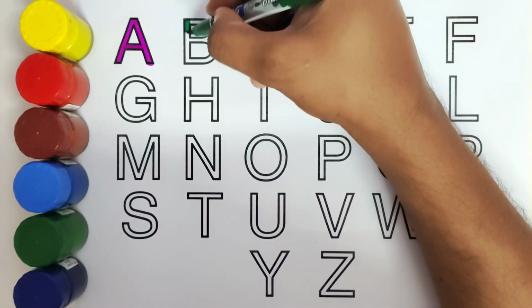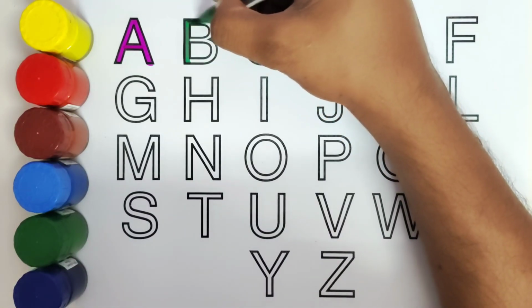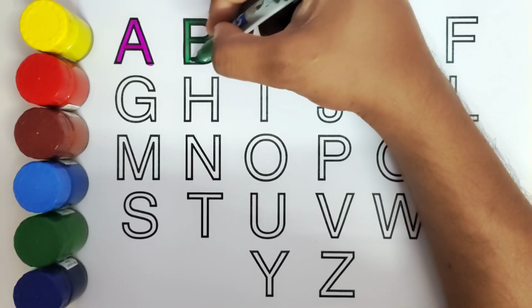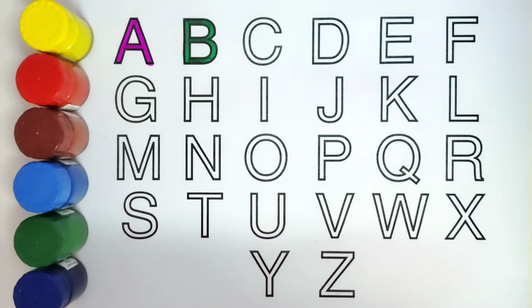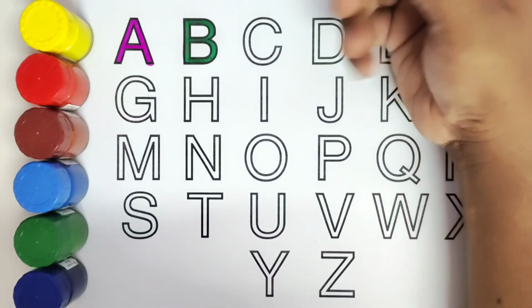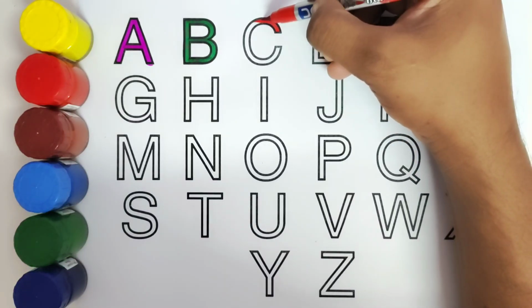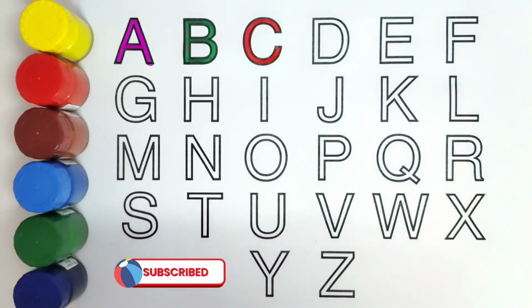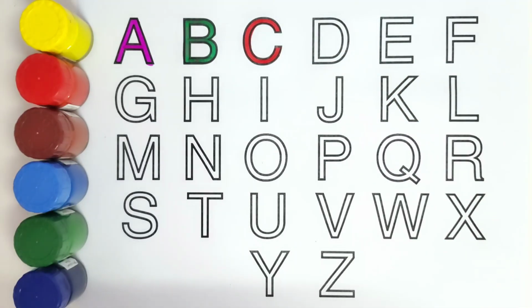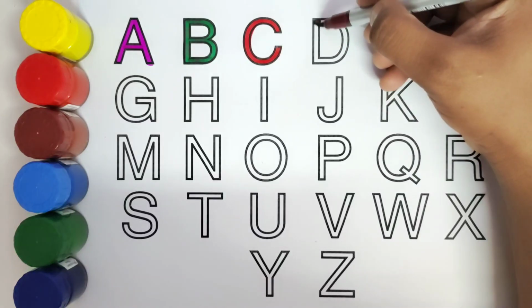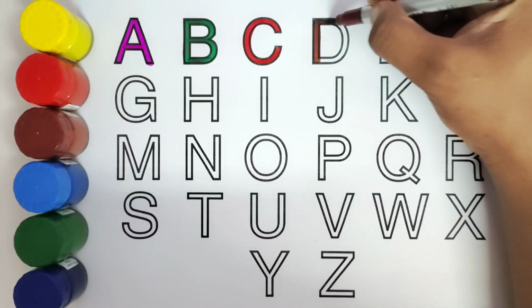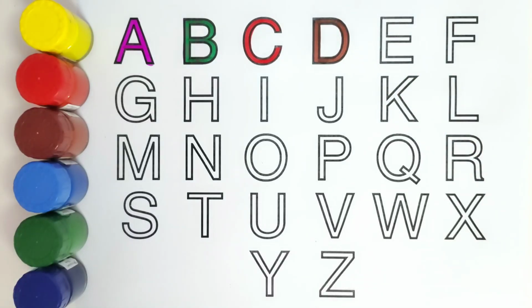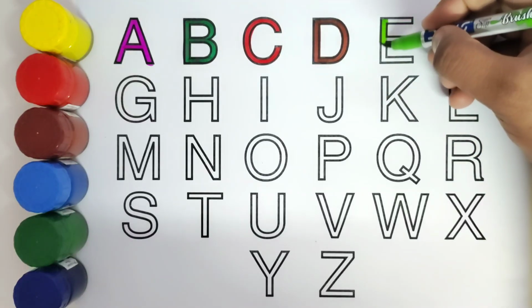This is B. B for ball. This is C. C for cat. This is D. D for dog. This is E. E for elephant.